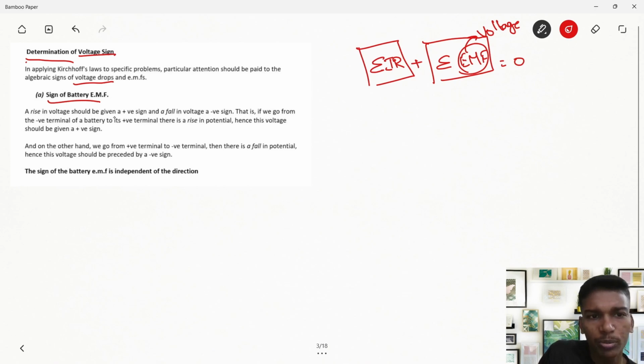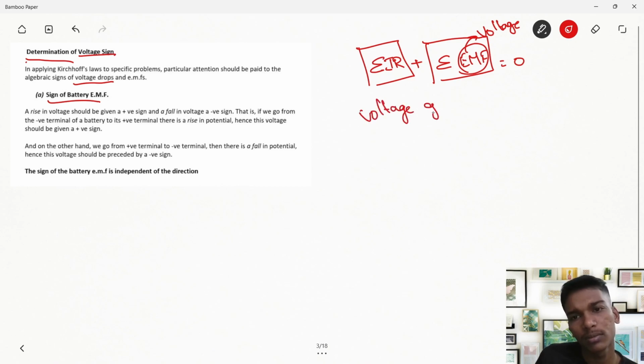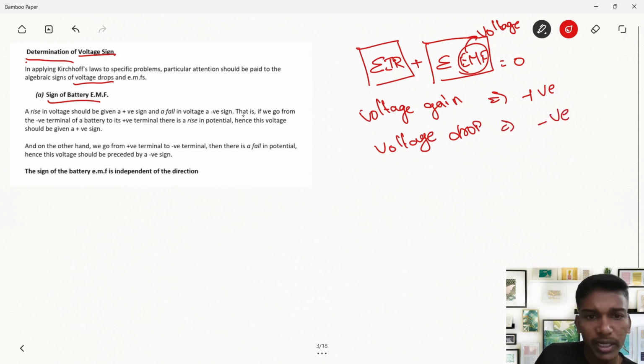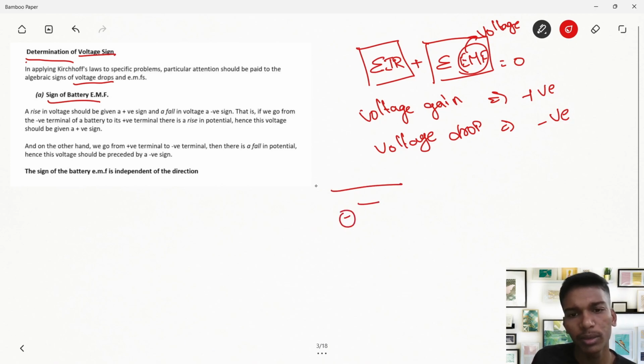The rising potential should be taken with a positive sign. Okay? If we have a voltage gain, then positive sign. Voltage drop implies a negative sign. That is how we know whether we gain some voltage or drop some voltage. Just follow the statement. If we go from the negative terminal of the battery to the positive terminal, in the sense, going from the smaller sign to the bigger sign, negative symbol to positive symbol.